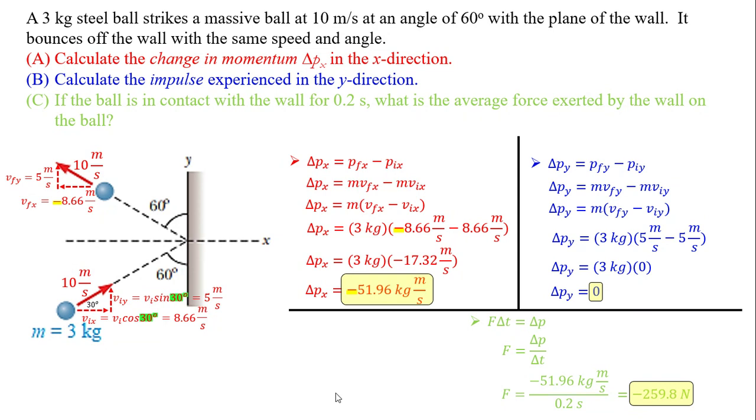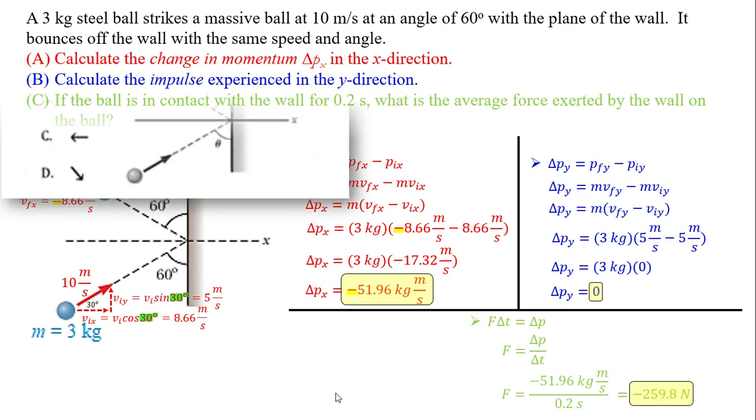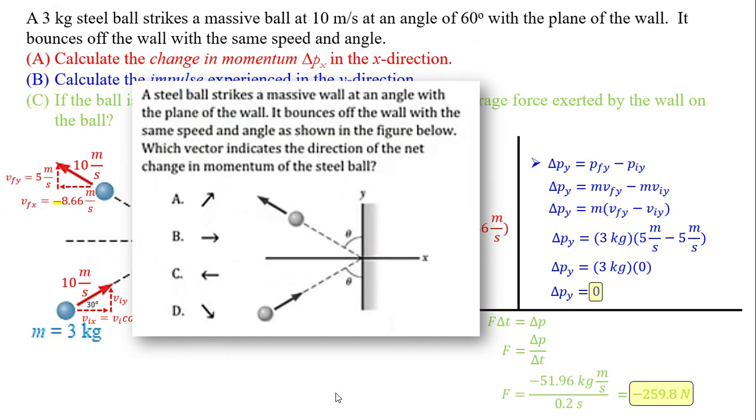These types of problems mathematically prove what multiple choice questions could be. Okay, so I found this particular question online, and it's just an example of how to apply this concept conceptually without doing any math. So hopefully, now that you see my math, you know what the answer is. So here it says a steel ball strikes, blah, blah, blah. Pretty much the same scenario, but you notice here there's no numbers given, right? And it asks only for which vector indicates the direction of the net change in momentum. So you notice here it says net change in momentum.